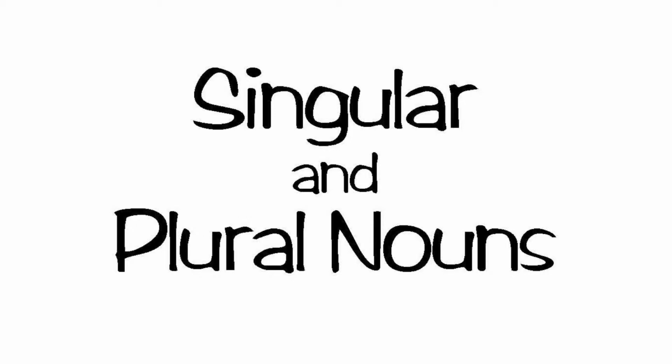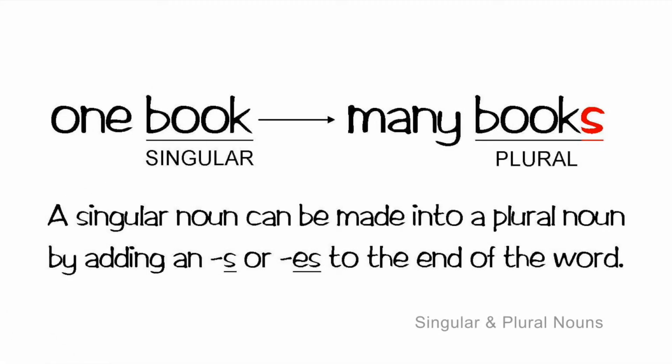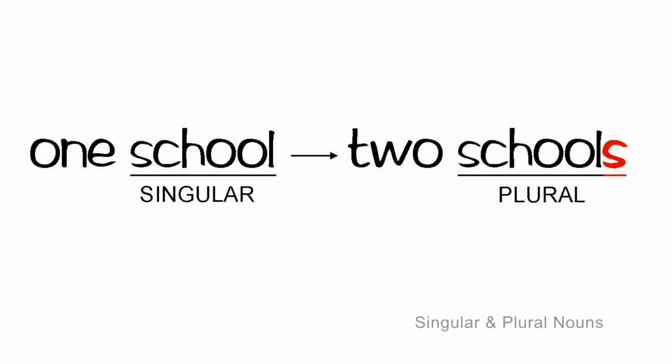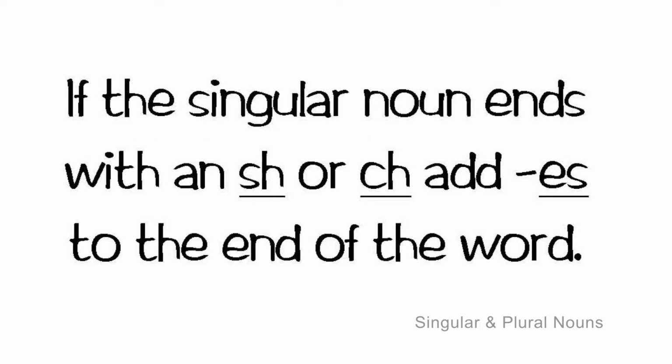Next, we have singular and plural nouns. Singular means one, and plural would just mean more than one. So here it says a singular noun can be made into a plural noun by adding an S or ES at the end of that word. Here's an example. One school can be turned into two schools just by adding an S at the end of the word school.